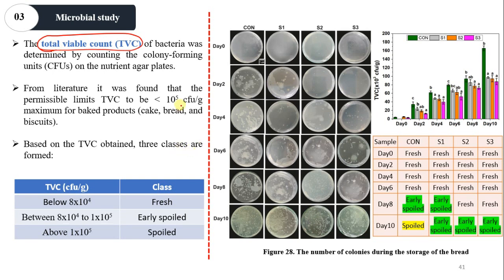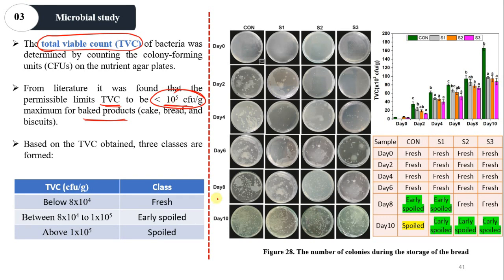So you do this. And as per the literature, if the TVC is less than 10 to the power of 5 CFU per gram, then bakery products are regarded to be safe for consumption. However, if it exceeds this value, then we call it spoiled. So you have to experimentally do it at the initial stage to define your limits.